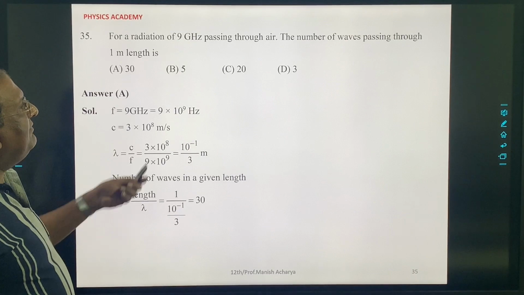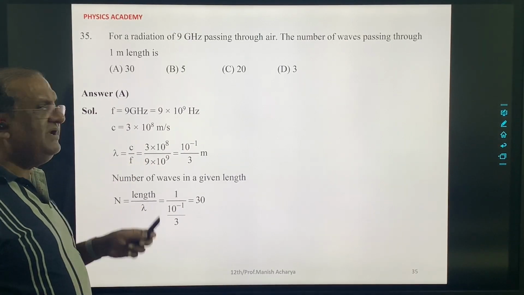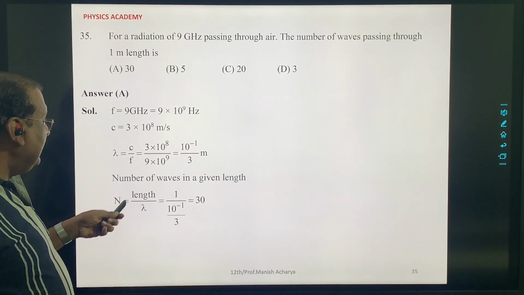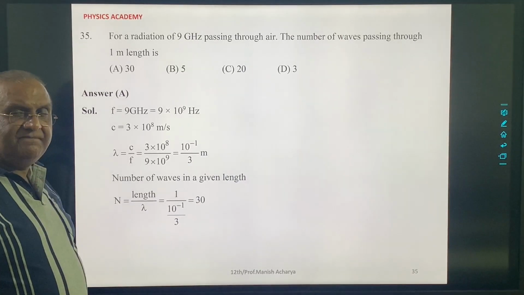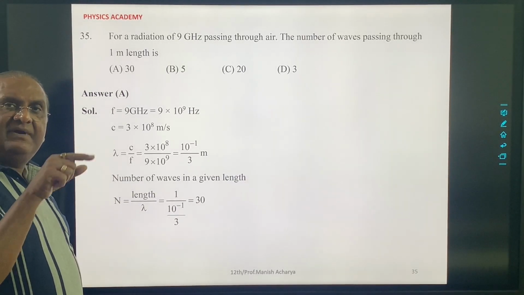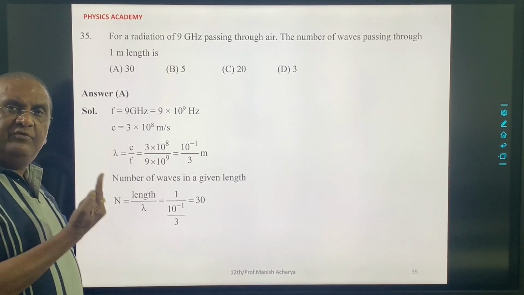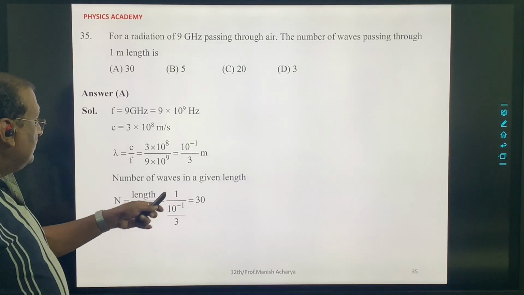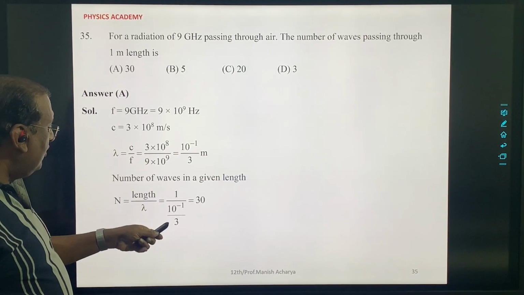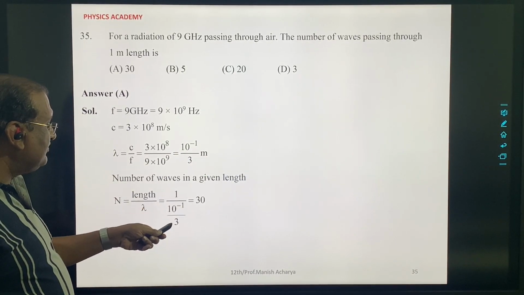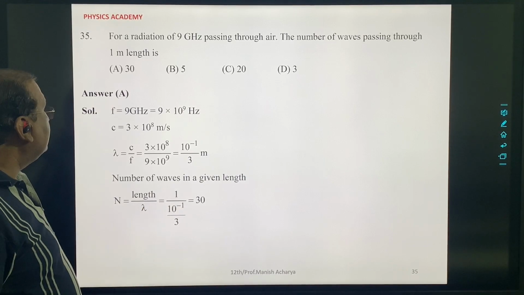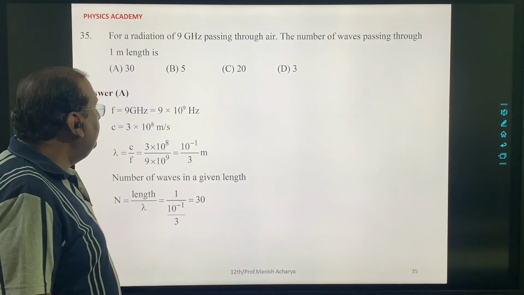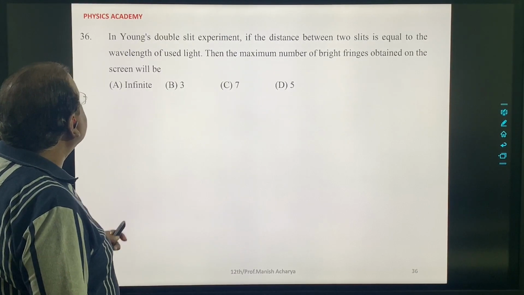Now we want the number of waves passing through 1 meter, means passing through unit length. So N equals length upon lambda, because in one lambda length one wave is there, therefore in 1 meter how many waves are there, simple. So 1 upon, substituting the value of lambda, 10 raised to minus 1 by 3. So your answer will be 30, means A. Clear?